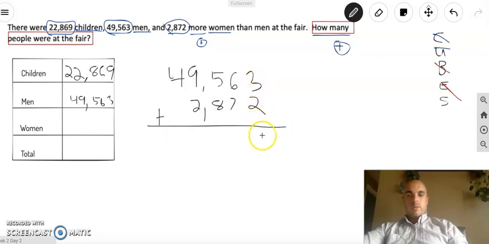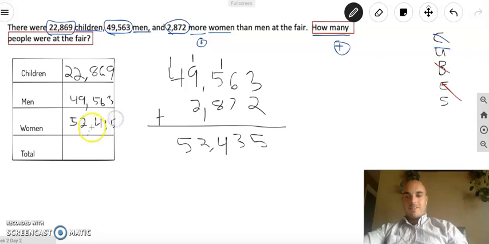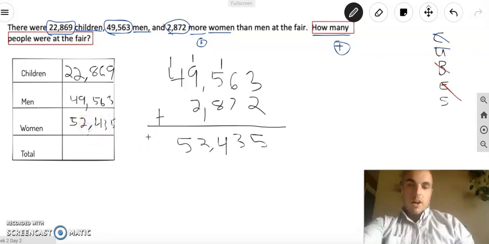Okay, 3 plus 2 is 5. 6 plus 7 is 13. Carry my 1. 1 plus 5 is 6. Plus 8 is 14. Carry my 1. 1 plus 9 is 10. Plus 2 is 12. Carry my 1. 1 plus 4 is 5. 1, 2, 3, comma. I have 52,435. Let's see if I can get that comma to work. There we go. All right, so I'm not done yet.